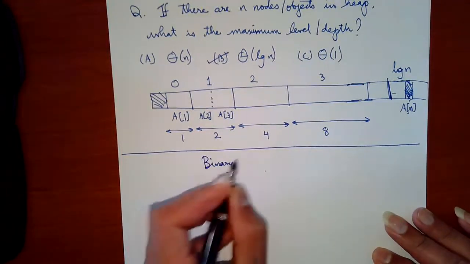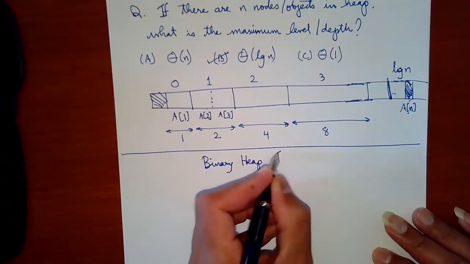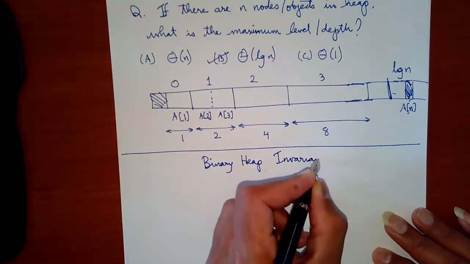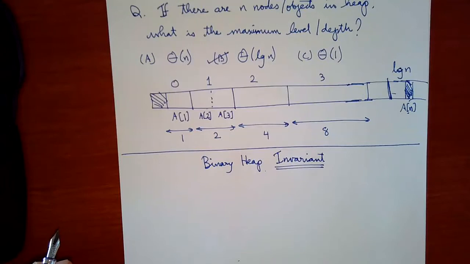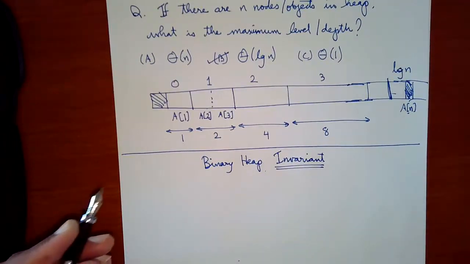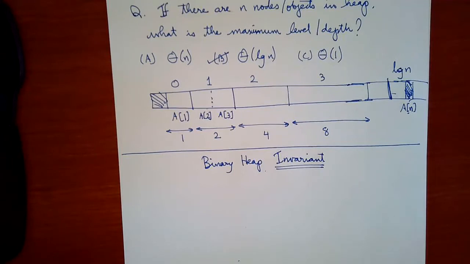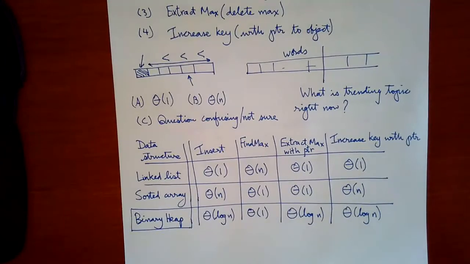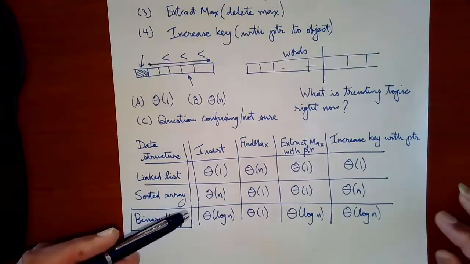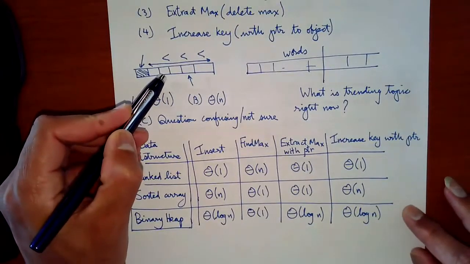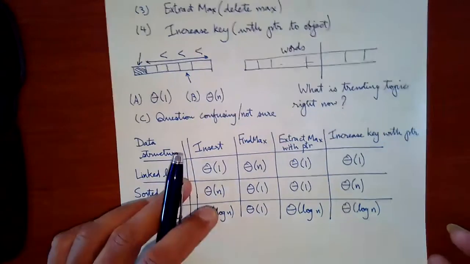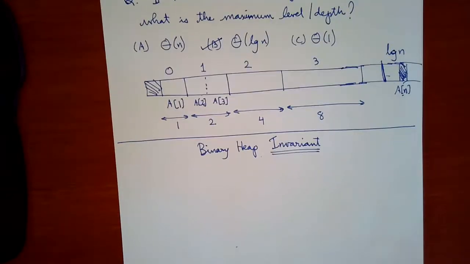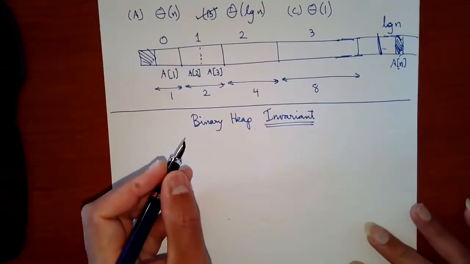binary heap invariant. Now you will see this word pop up a lot when we talk about data structures and algorithms. Invariant is something that does not change. So it's a special property that the data structure has. For example, in a sorted array, the invariant is that the array is always sorted, meaning that every element is less than or equal to the next element, right? So that's an invariant.